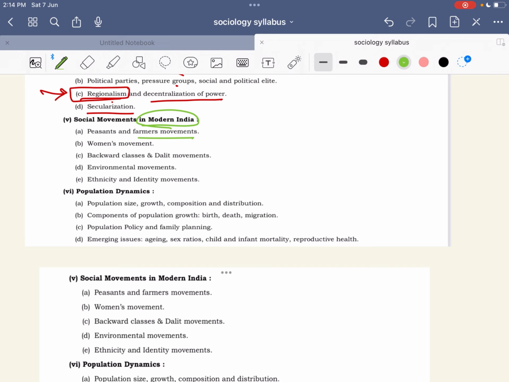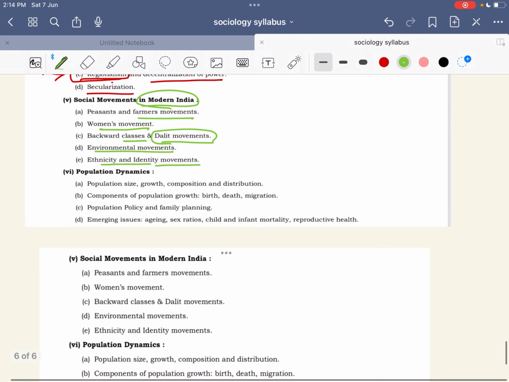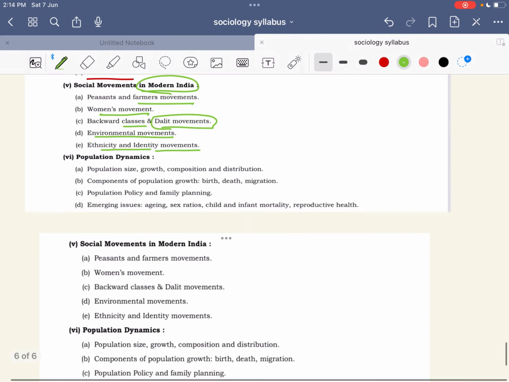And another thing, there is the woman movement, backward classes, Dalit movements. Dalit movements, major Dalit movements in the pre-colonial, pre-independence period. Then there are environment movements. Then there are ethnicity and identity movements. And then there is population dynamics.